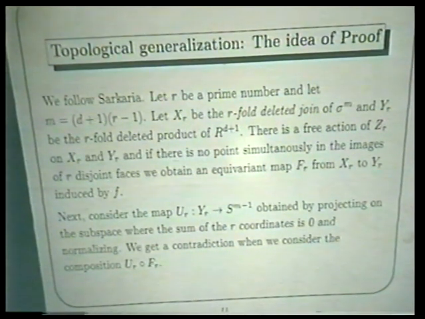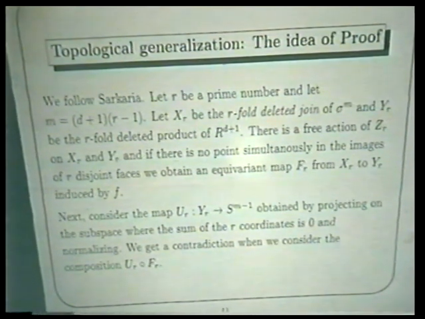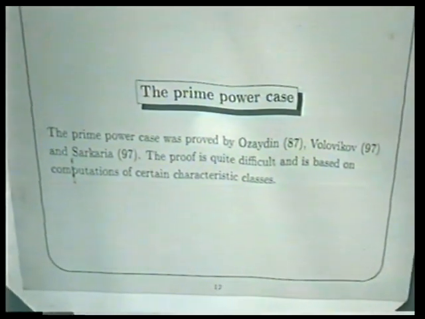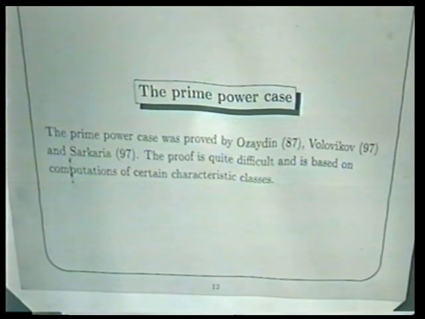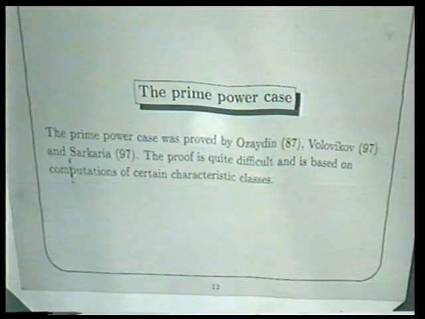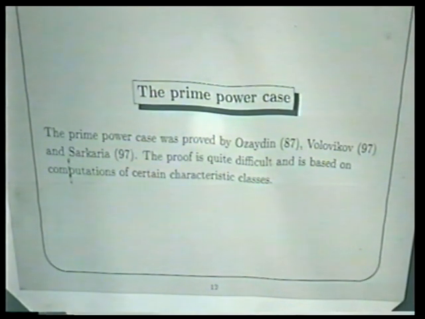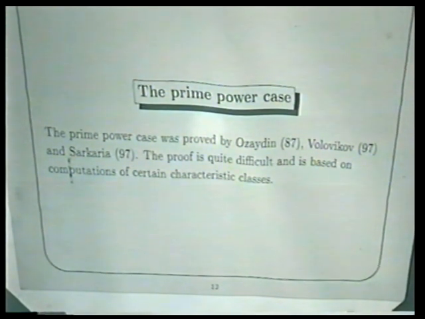Now, a further extension was done more recently by Ozaydin and then Volovikov, and again by Sarkaria, to prove this conjecture that I mentioned before about the topological theorem. Well, you use it in several places, both in the free action and also to derive the contradiction from the topological theorem. So you use it in several places.